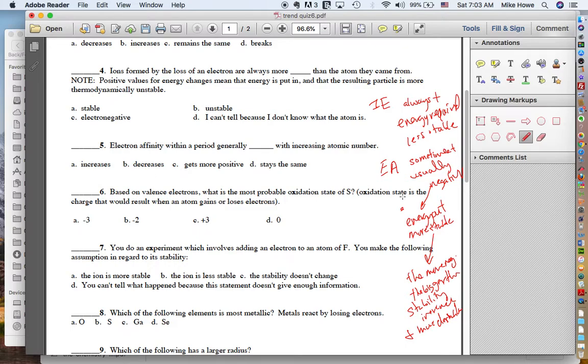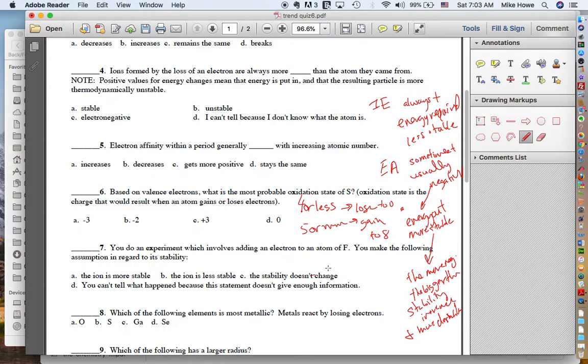Okay, moving on to questions like number 6. We said if there are 4 or fewer valence electrons, they usually tend to lose. If there are 5 or more, they tend to gain. So they'll lose down to 0, and they'll gain to get to 8. If you had 5 in the outer shell, you'd gain 3. If you had 7 in the outer shell, you'd gain 1, and so on.